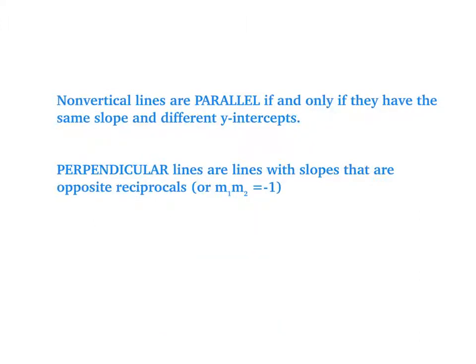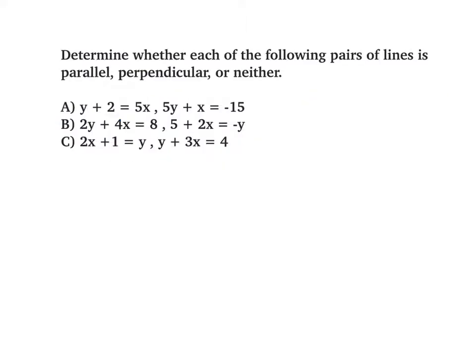A couple of big sentences here. Non-vertical lines: all vertical lines are parallel, but non-vertical lines are parallel if they have exactly the same slope and different y-intercept. So mainly the slopes are the same. Perpendicular lines are lines whose slopes are opposite reciprocals. So it means you change the sign and flip the numbers, or if you multiply their slopes, you get negative 1. The only way you can multiply two numbers and get negative 1 is if the two numbers are opposite reciprocals.